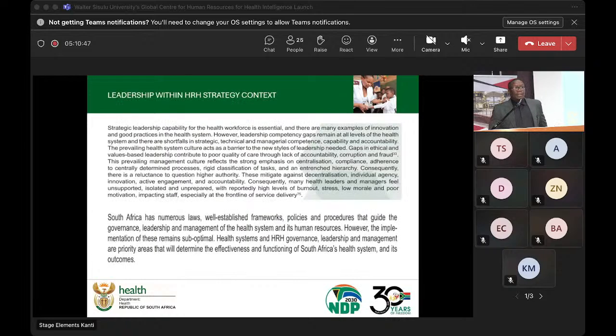HRH must be led, and there is an intentional approach and an intentional focus on issues that deal with leadership within the strategy. Because amongst other things, it's a realization that you need strategic leadership capabilities for the health workforce for us to move forward. So there is some reference in the strategy that deals with the issues of strategic leadership.